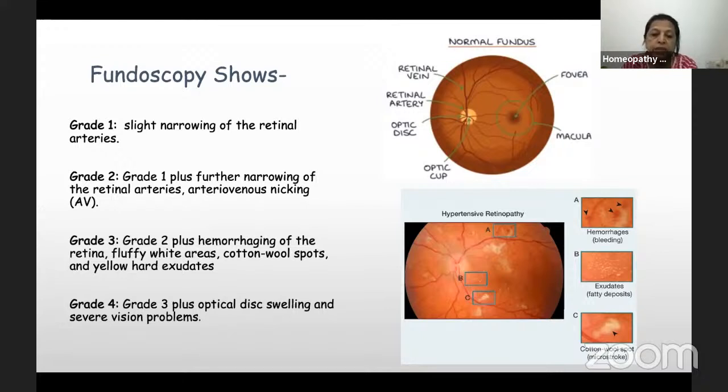Then the third grade is hemorrhages and exudates. I just told you how the hemorrhages and the exudates occur. And the fourth is known as malignant hypertension, where there is optic disc swelling and macular edema, macular swelling. The vision also reduces. So these are the four grades. Of all, the most severe is the fourth grade. Immediate attention has to be given to the patient.